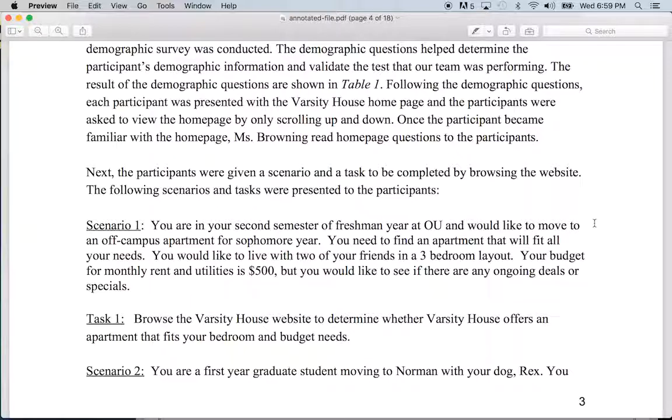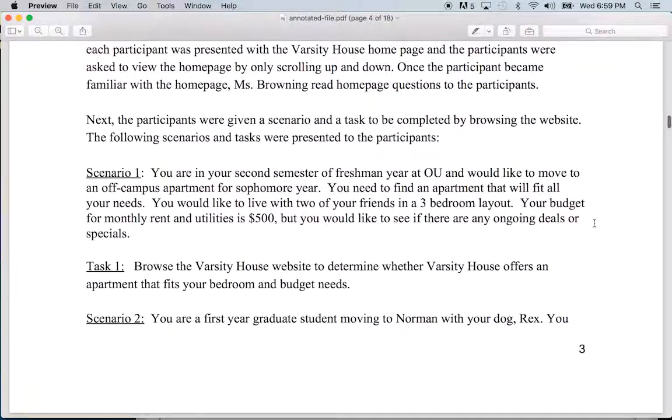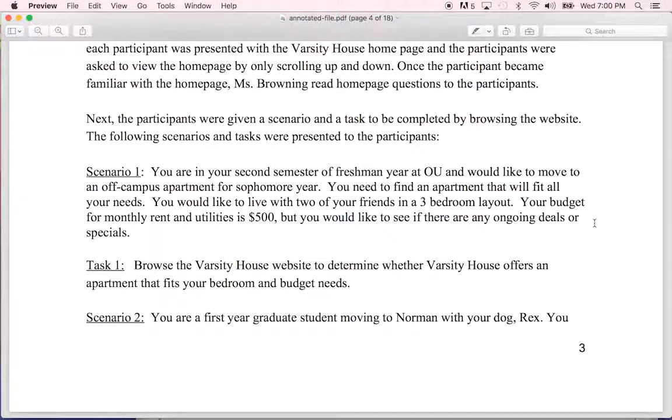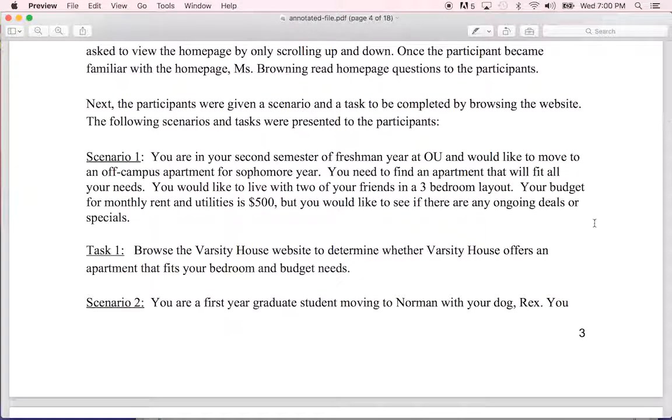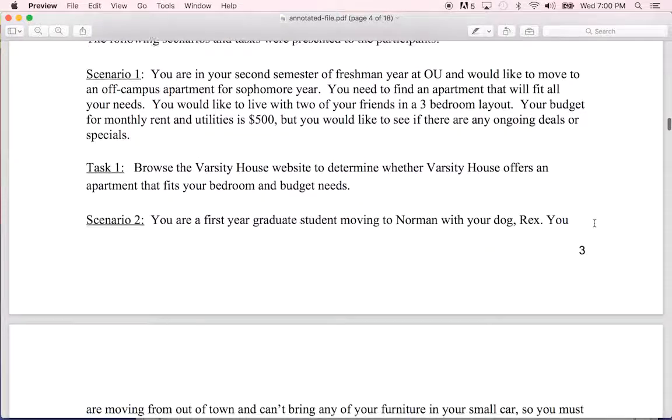Once the introduction portion of the test was completed, a general demographic survey was conducted. The demographic questions helped to determine participants' demographic information and validate the tests that our team was performing. The results of the demographic question are shown in Table 1. That's great, right? Great use of table and figure table number. Following the demographic questions, each participant was presented with the Varsity House homepage, did the homepage tour. Again, give me the actual homepage tour.